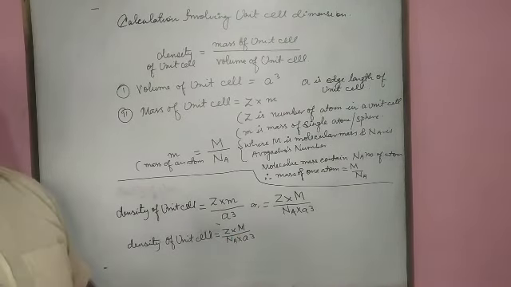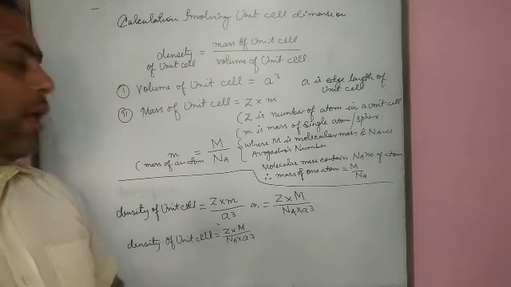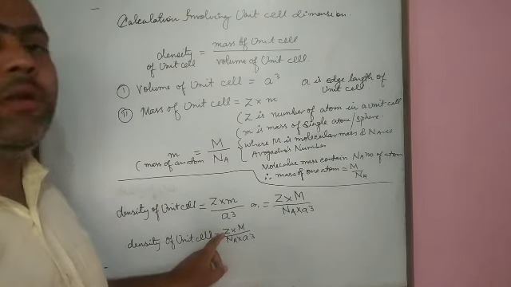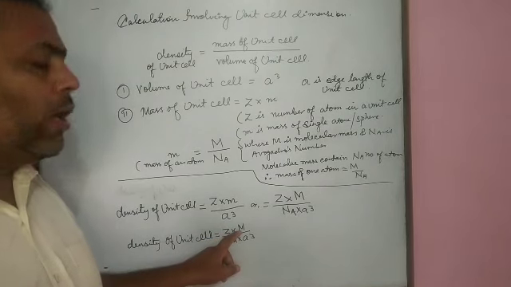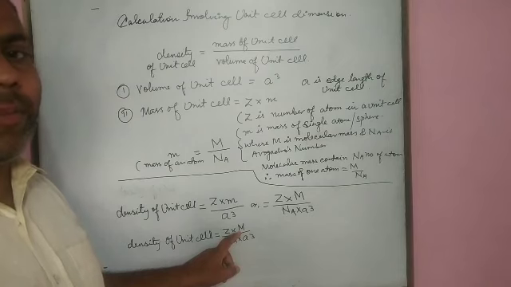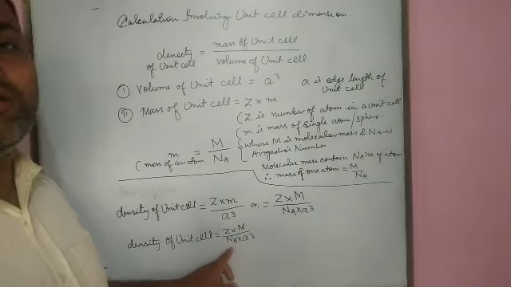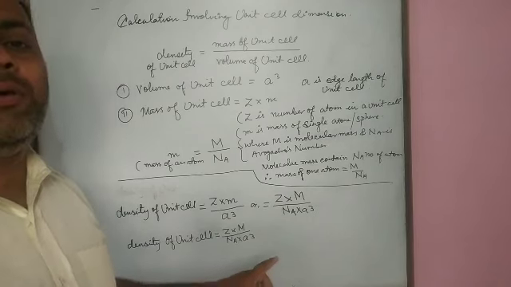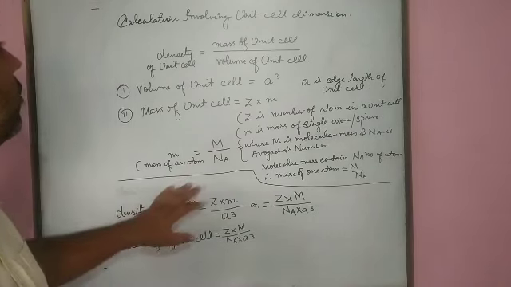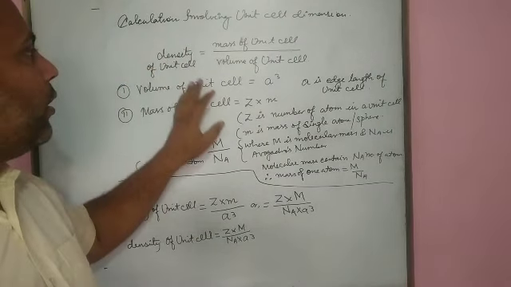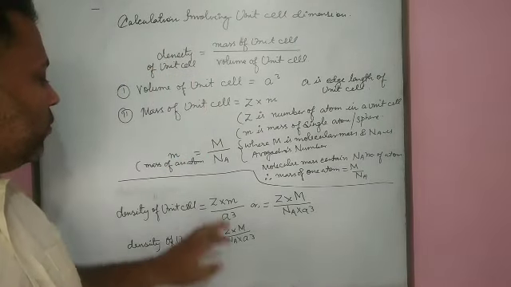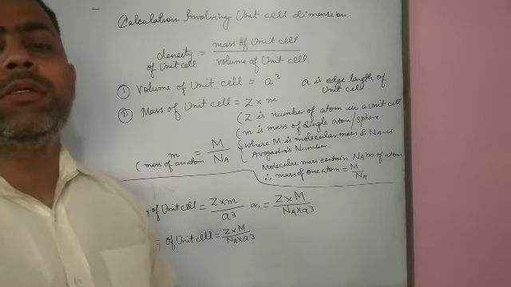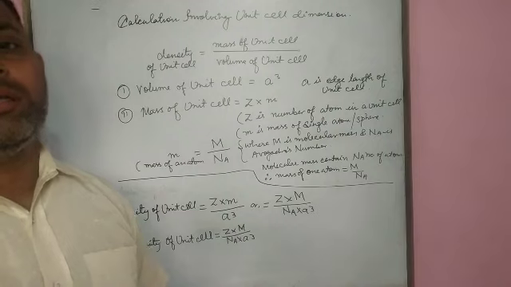What we know here is that the density of the unit cell or the element is equal to Z, where Z means the number of atoms per unit cell, capital M is the molecular mass of that particular element, Na is the Avogadro number and a is the edge length of the unit cell. This is how you can relate the density together with the number of atoms in the unit cell, with the molecular mass, with the Avogadro number and the edge length of the unit cell.